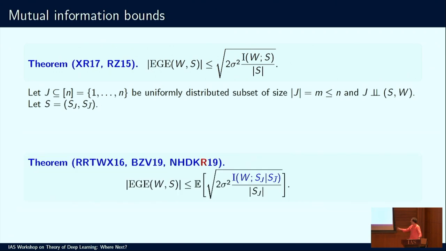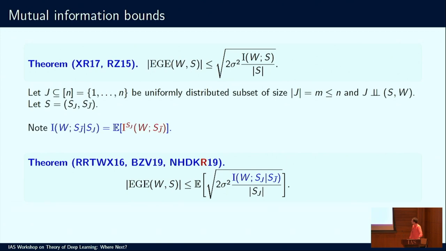I've attributed this also to Russo and Zou et al. They have a slightly better version of this, but this is really just the starting point of the story. What you have now is the expected generalization error, not depending on the weights and the whole data set, but only mutual information between the weights and a part of the data set. And compared to Russo, this can be infinite when this is finite. So this is a major improvement in some cases.